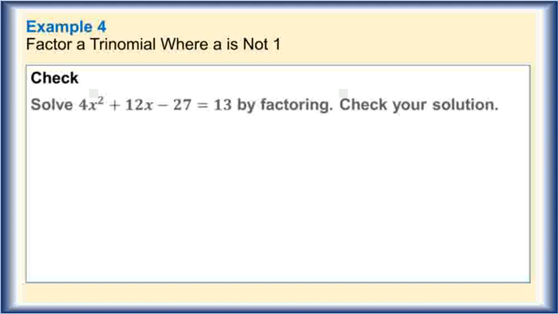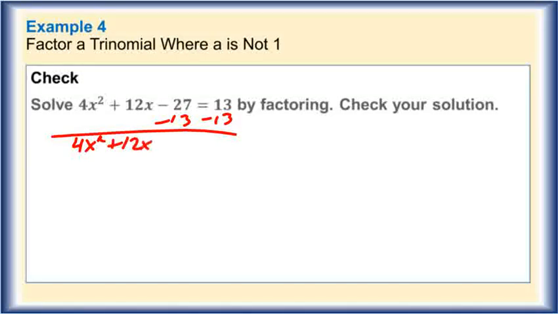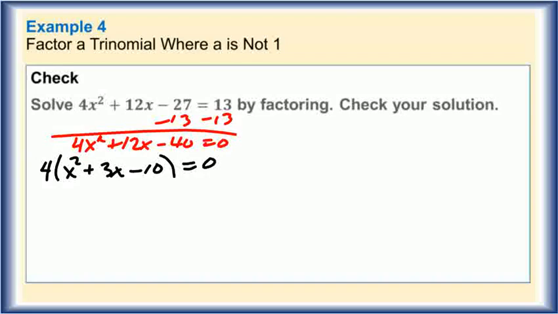Next, solve this one. I'm going to subtract 13. And now I have 4x squared plus 12x minus 40 equaling 0. I can factor out a 4 here. That leaves me with x squared plus 3x minus 10 equaling 0. And then I can factor what I have in parentheses. So I think, what do I multiply to get negative 10? Add them together gives me a positive 3. This would be a positive 5 and a negative 2. And then I have a 4 on the outside.